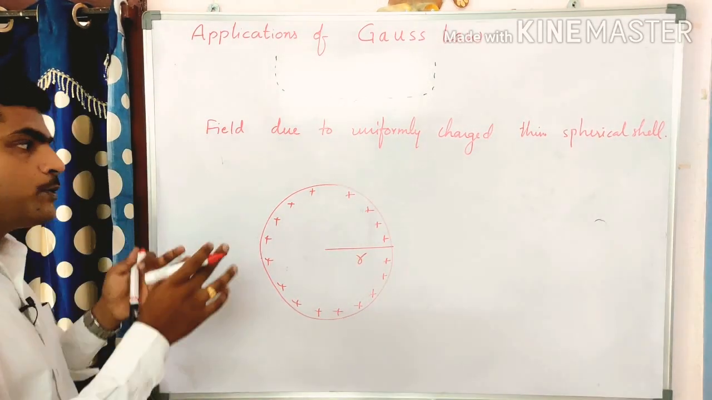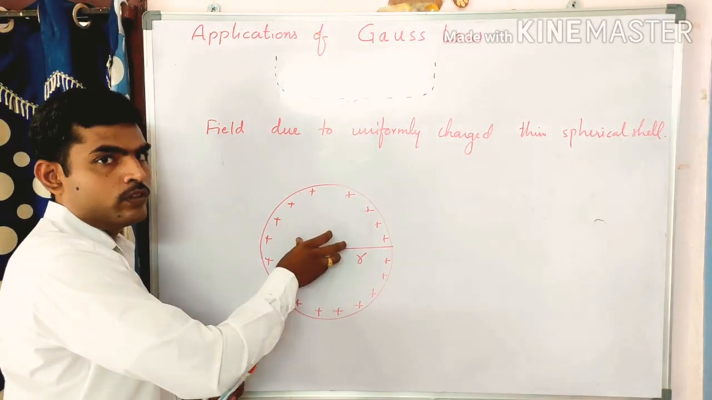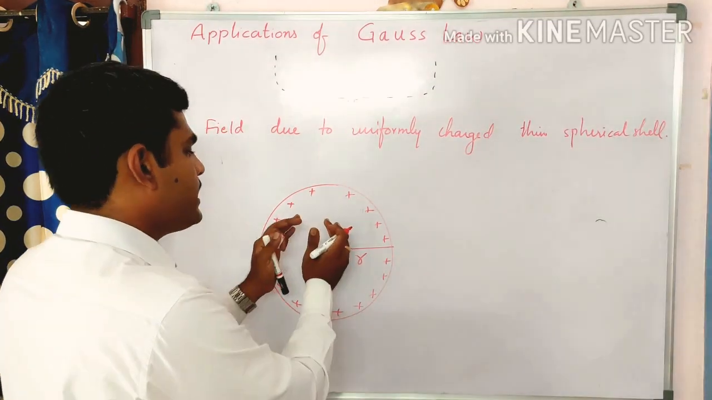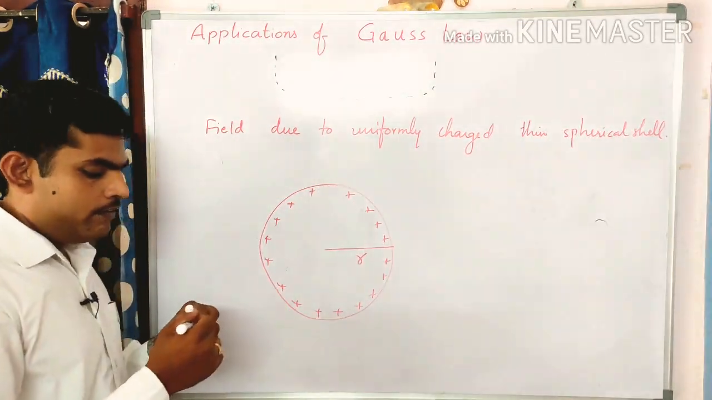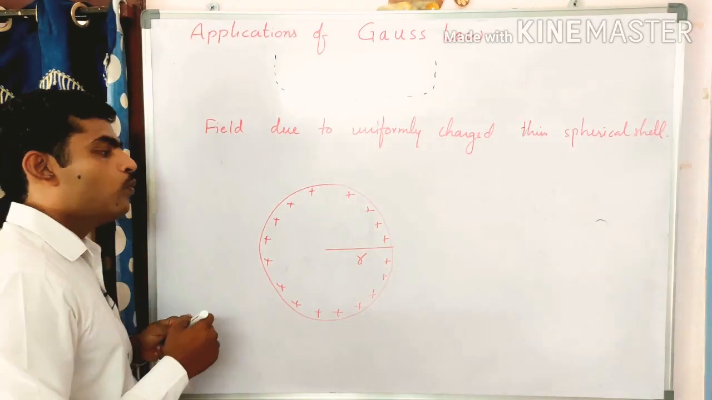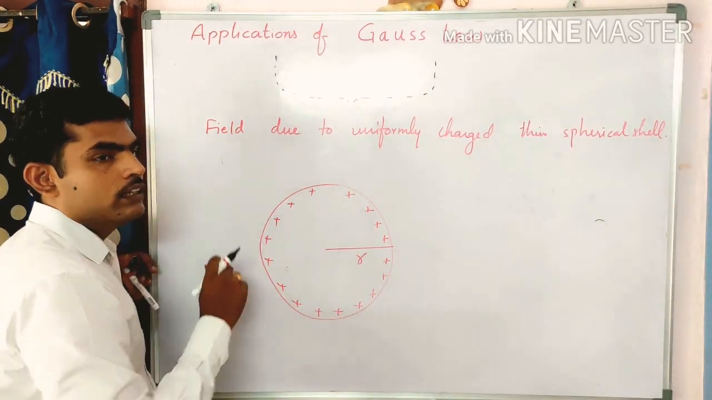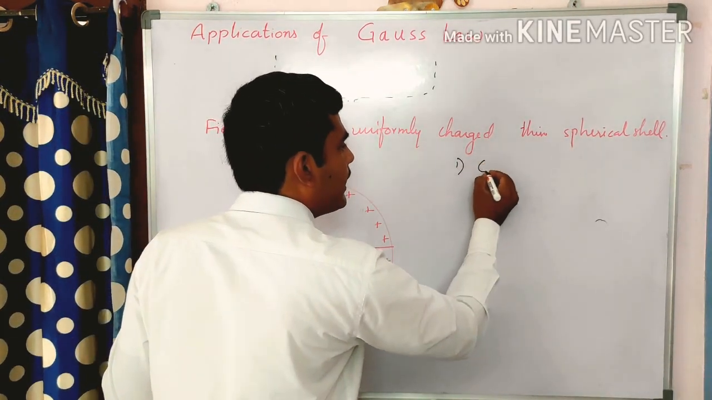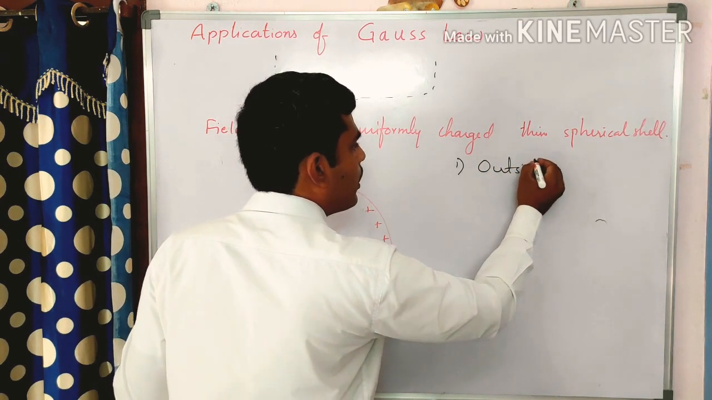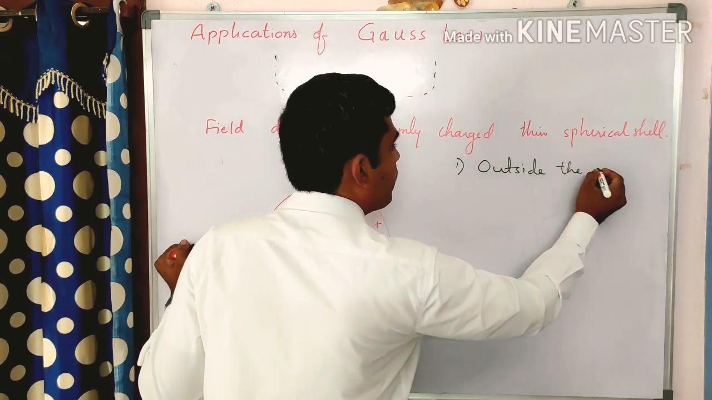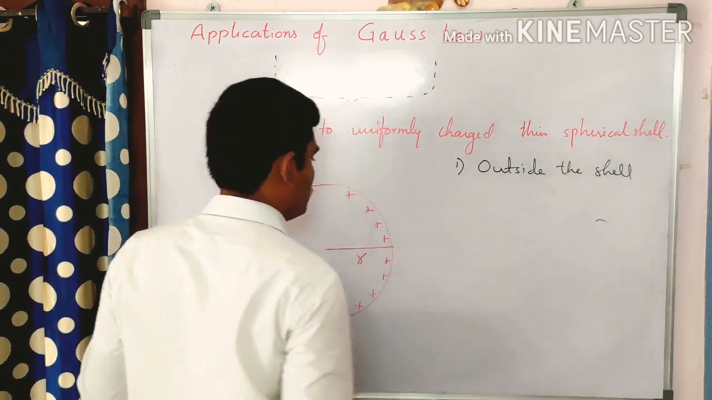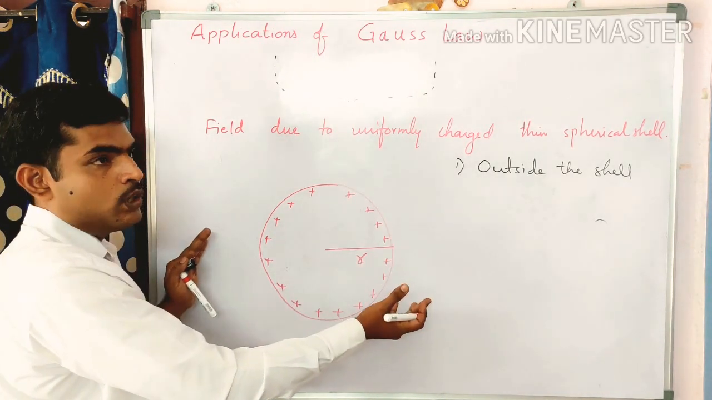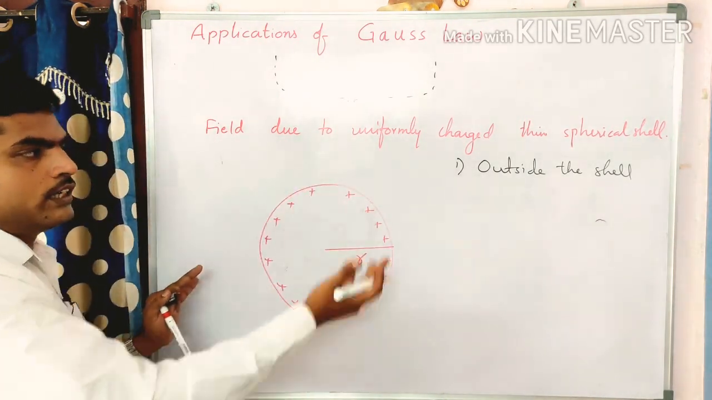As it is a spherical shell, it is hollow from inside, so there is some space inside and space outside, so we have two cases: inside the shell and outside the shell. We can take two Gaussian surfaces, one inside the shell and the other outside the shell. The electric field may be inside or outside. First we'll find the electric field outside the shell.